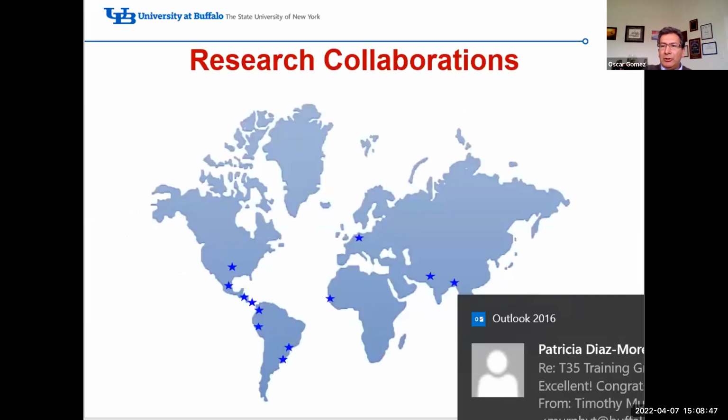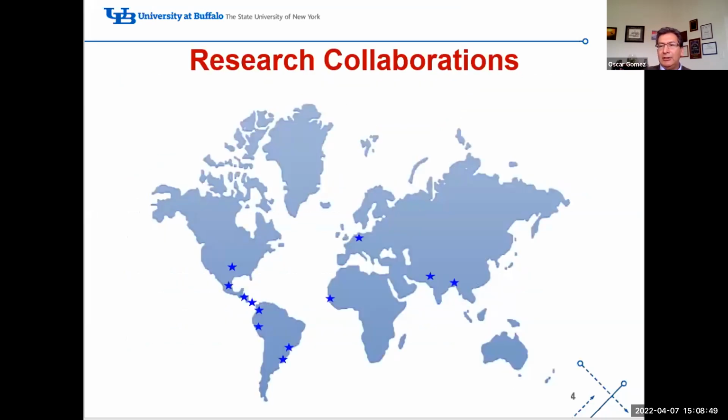Some of the collaborations that we have include institutions in different places in the Americas, including United States, Mexico, Central America, and several countries in South America. We also have collaborators in Europe, including Netherlands, Germany, as well as Bangladesh and Pakistan.